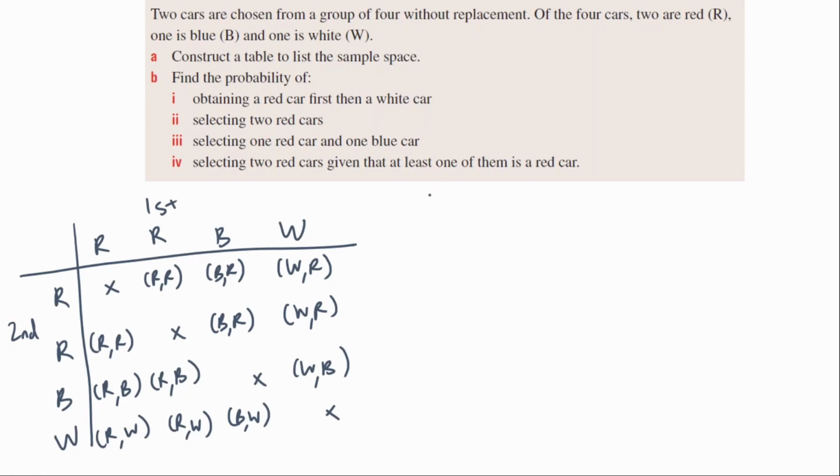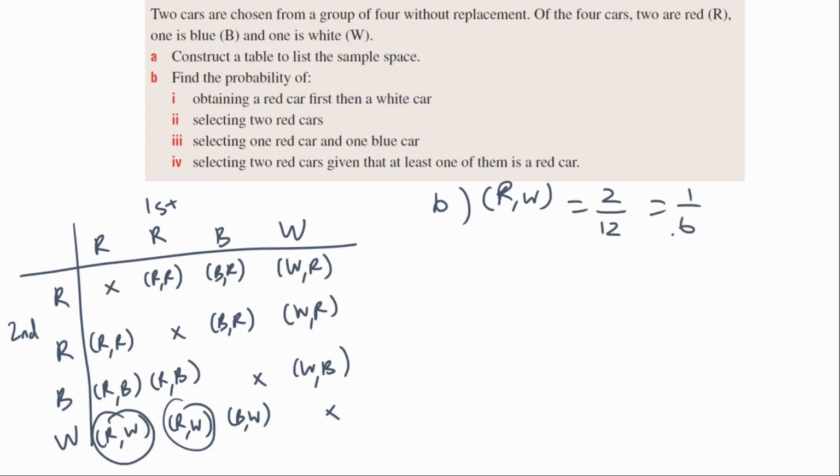Part B is to find the probability of obtaining a red car first and then a white car. So that means it's going to look like this, red and then white. That's meant to be an R, not a K. So I can see 1 here and 1 there. So there's going to be a total of 2 out of 12 because there's a total of 12 outcomes there. And if you simplify that, that's going to be 1 out of 6.